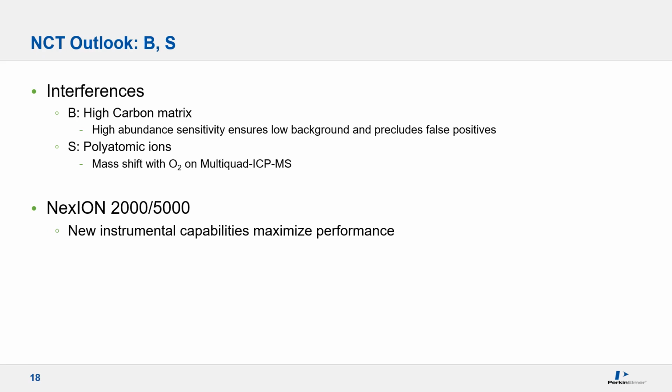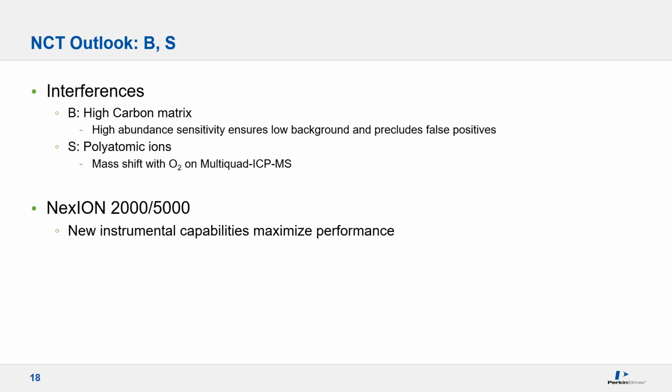For sulfur, the polyatomic ions would typically be controlled. The interference by those would typically be controlled by shifting the mass of sulfur away from those polyatomics to a higher mass. And it's a different type of approach. And we would basically look at the required functionalities in the ICP-MS for this type of experiment. And this type of discussion I want to do regarding the NexION 2000 and 5000.